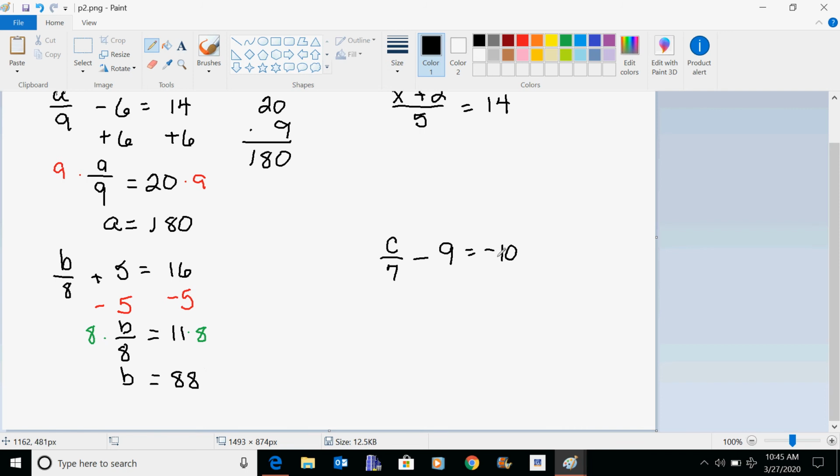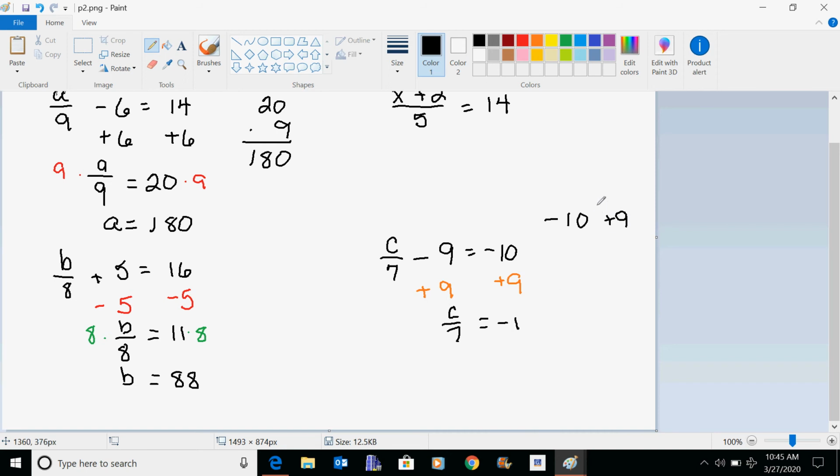Okay, this one is somewhat similar. I'm saving this one for last because it's a little bit different. Here we need to get rid of a minus, so you add it. Plus 9 on this side, plus 9 on this side. We're left with c over 7. Negative 10 plus 9 turns out to be negative 1.